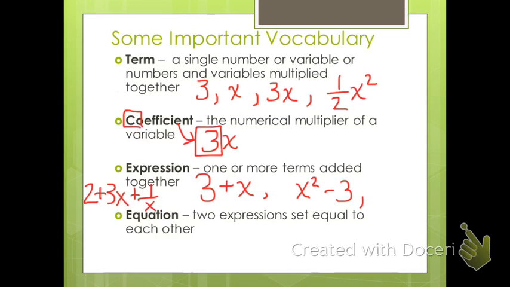Now there's something missing in an expression, and that is an equal sign. An equation is just when we set two expressions equal to one another. So I'm saying 3x equals x squared minus 3. There's an expression on either side of an equal sign. So what I'm saying is that those expressions are equal. If I was going to solve that equation, I'd have to find a value for x that would make both sides of that equation the same. Okay, so there's some terminology there.